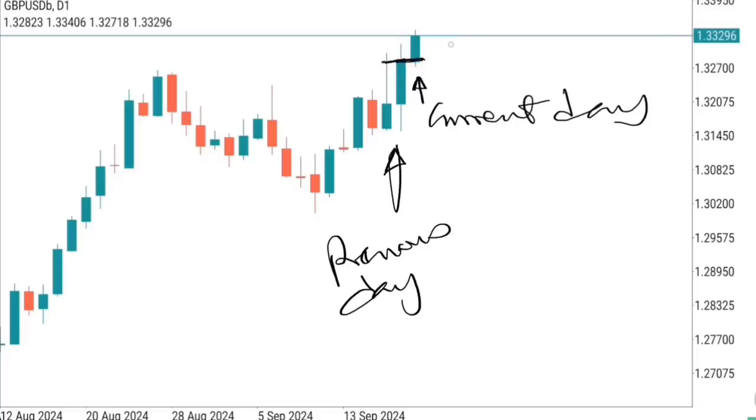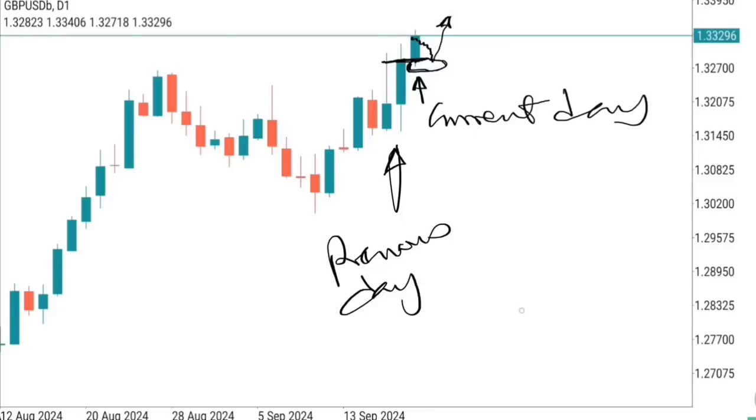And you can see this wick, the wick of the current day. Some people call it a shadow. All right, you need to note it. This is where you want to trade from. You would want price on a lower time frame to come down to this wick, and you take a buy trade from there.